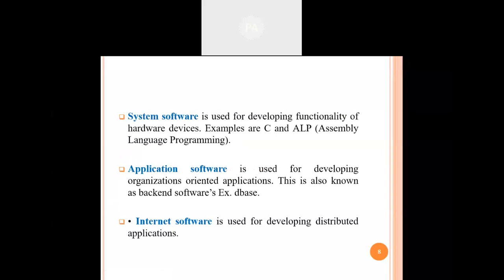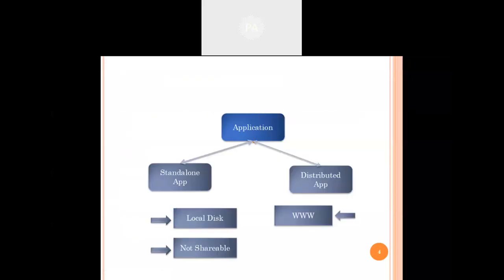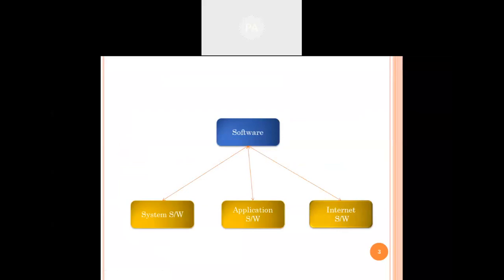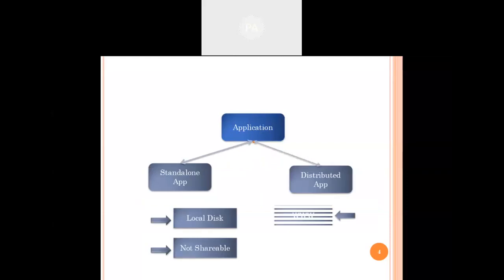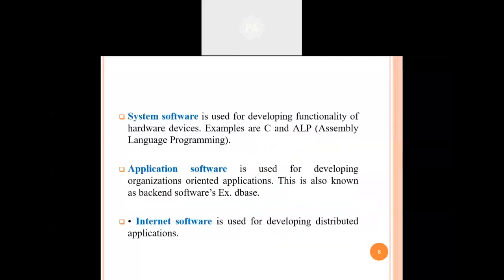So these are the definitions we saw at the start. In that there are three categories of software: system software, application software, and internet software. Let's do the example. What is a system software? System software is used to develop the functionality of hardware devices. Example, C and ELP. ELP you must have studied in microprocessor, assembly language programming. So assembly language programming is a microprocessor language. Such a type of application is called system software.